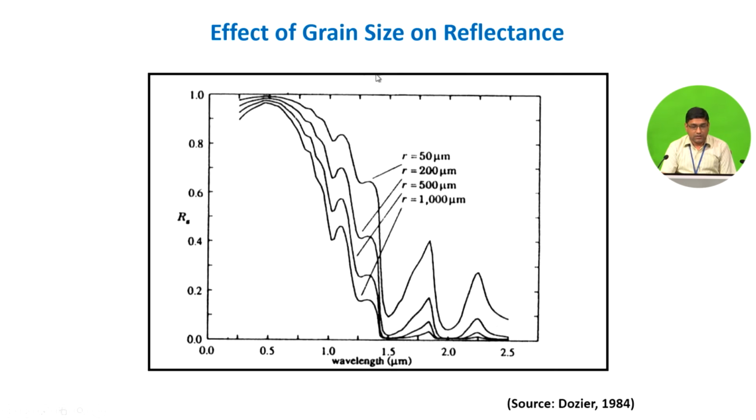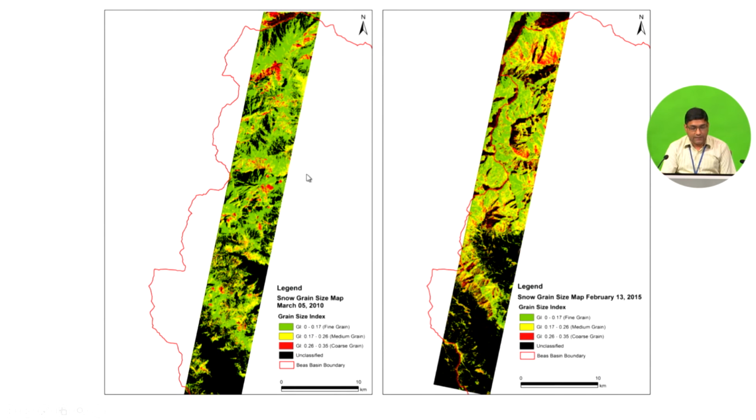So this is how the spectra varies with the grain size. As the grain size increases, the absorption dip at 1050 nanometer decreases. In this way we can identify the grain size of the snow. Using such field spectra, we can generate the spatial map of grain size. Here you can see that the red ones are the coarser grains and the green ones are the fine grain snow.